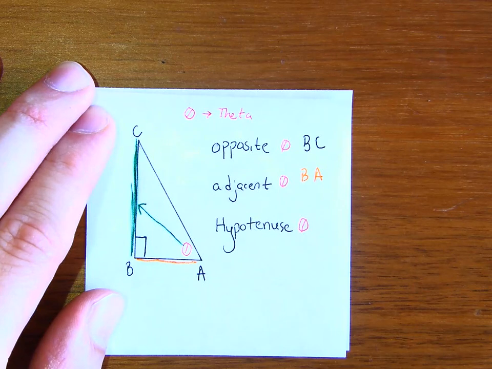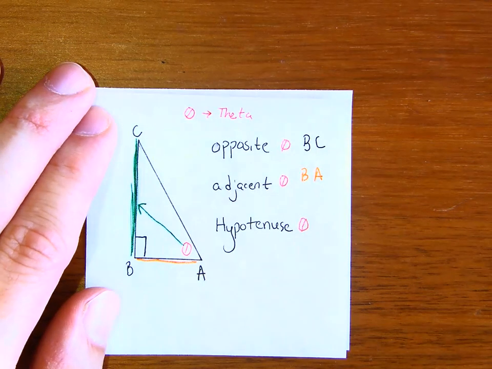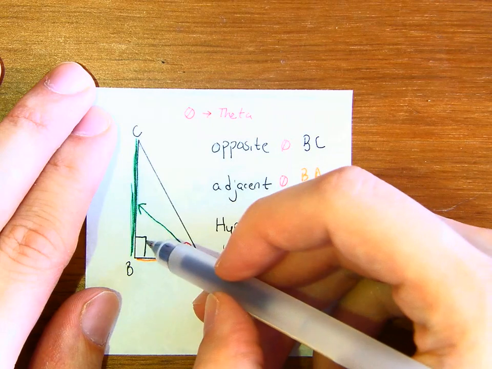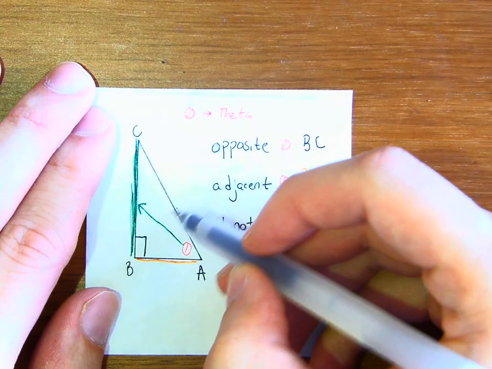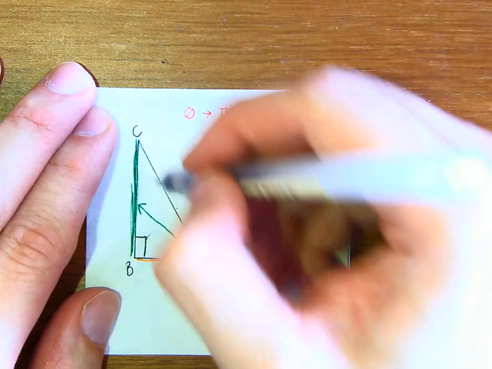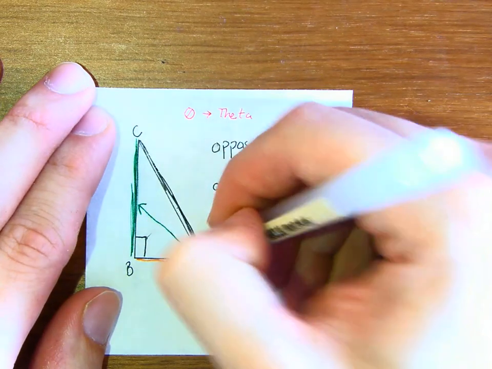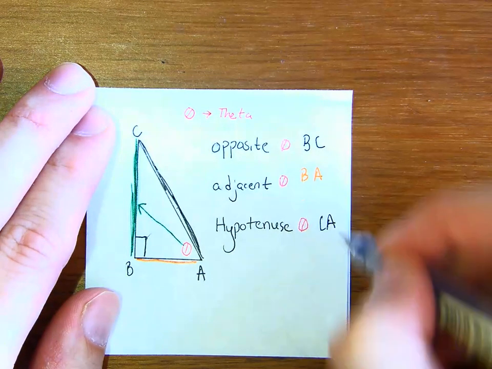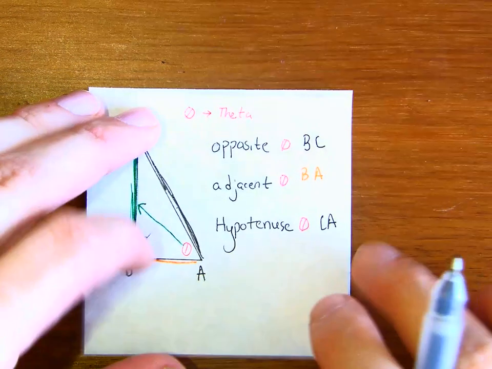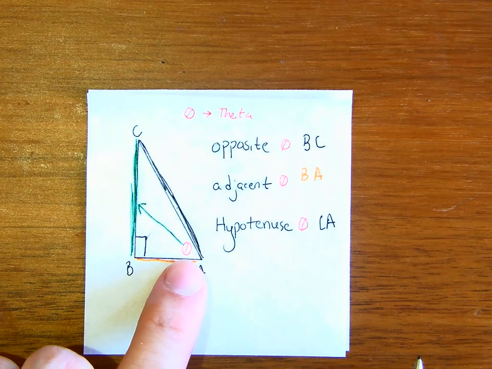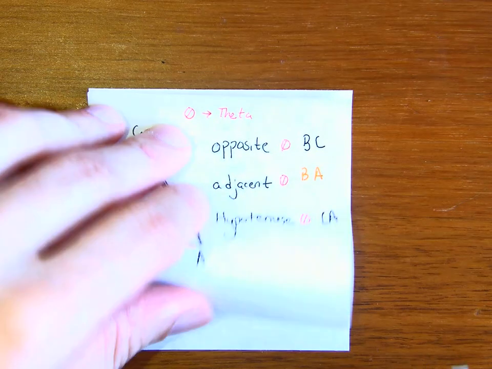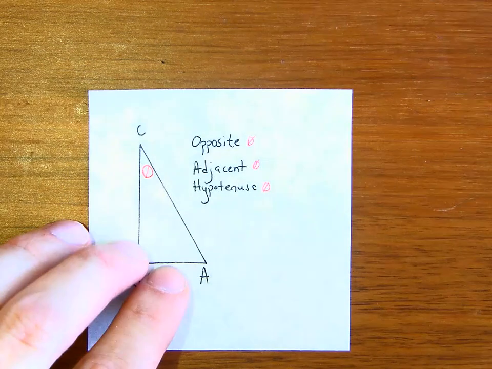What's the next question? What is the hypotenuse of theta? The hypotenuse is always opposite the right angle. So wherever the right angle is, if you look opposite of it, this C to A is the hypotenuse of theta. Now let's look at the same idea, but imagine that instead of theta being at angle A, we put theta here at angle C.